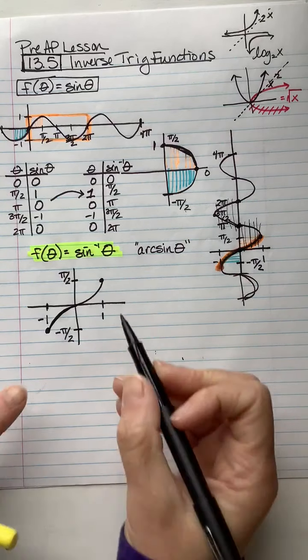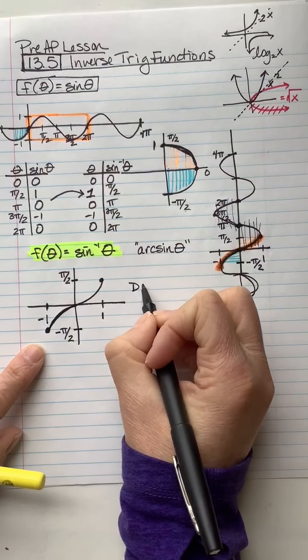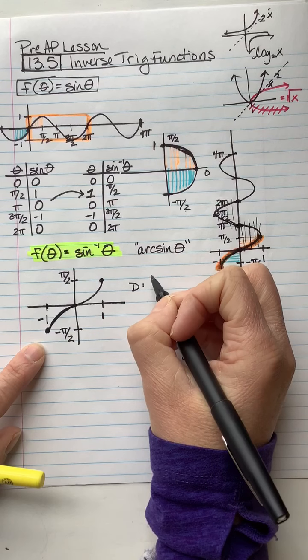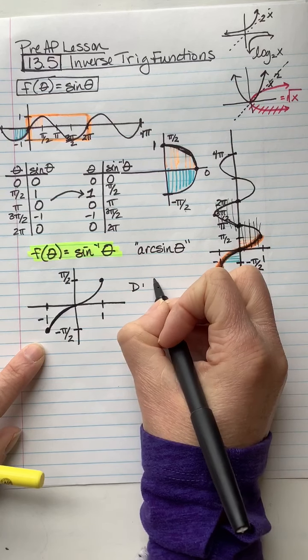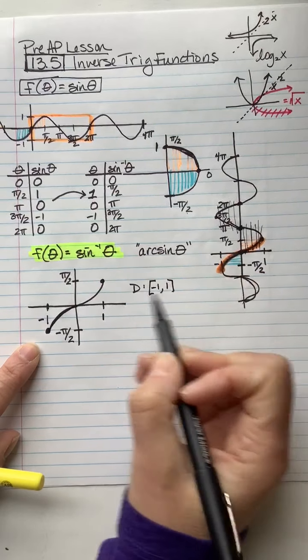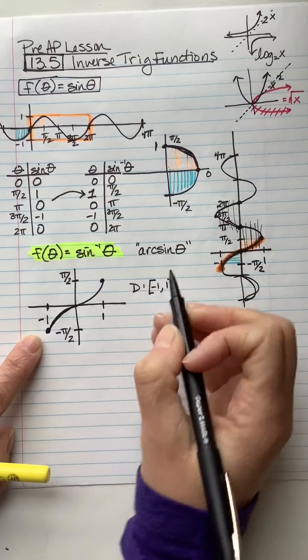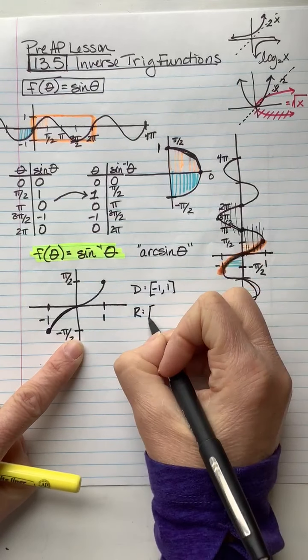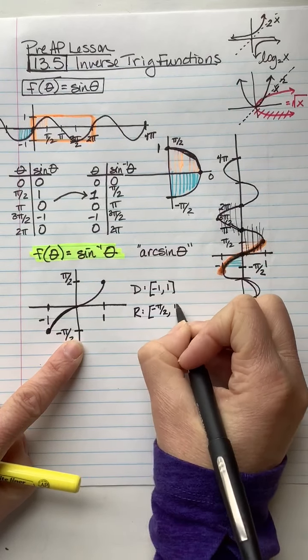Okay, there's my piece. My domain that I'm going to use for this parent function, my domain is going to be, where am I going? I'm going to be going from -1 to 1, inclusive, it exists at both -1 and 1. My range for this particular function is going from negative pi over 2 to pi over 2.